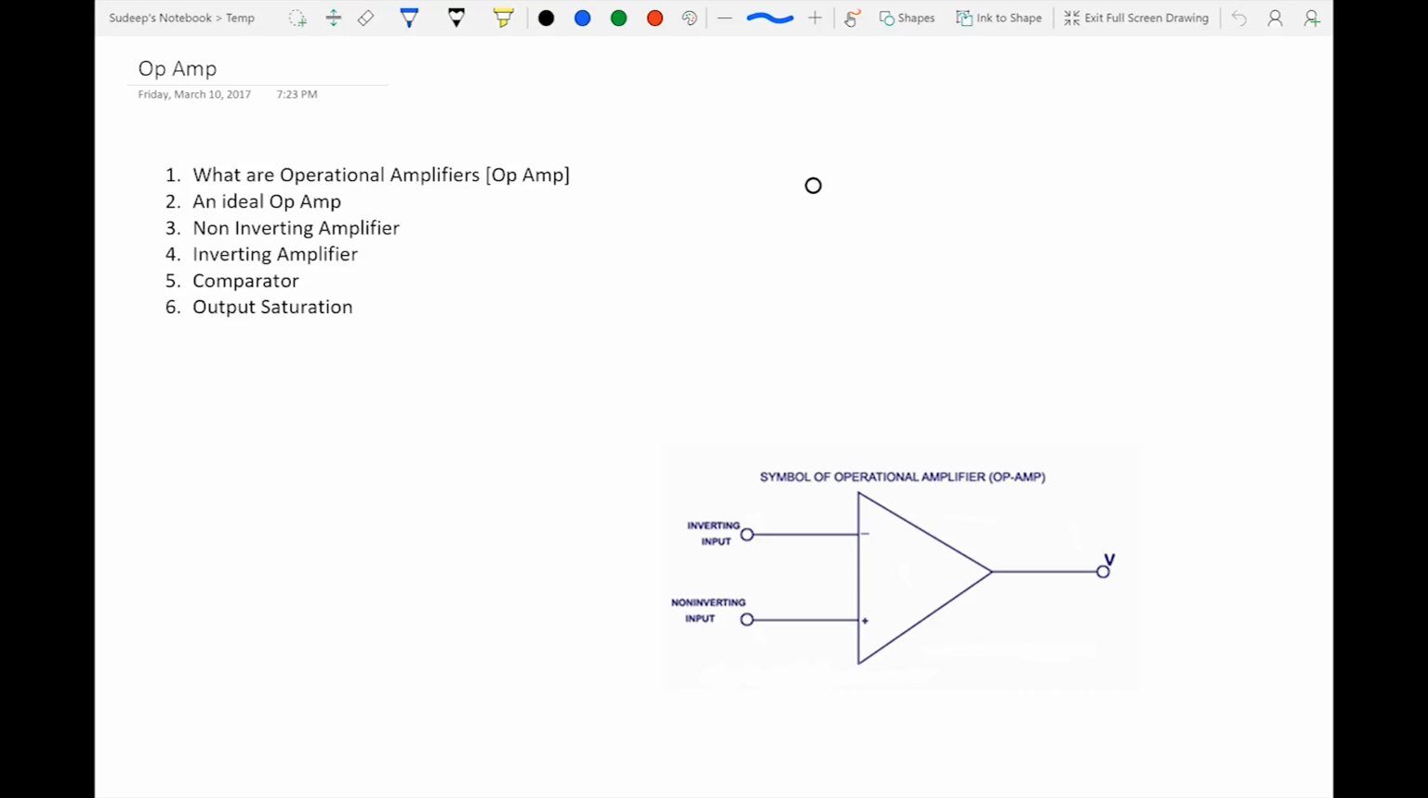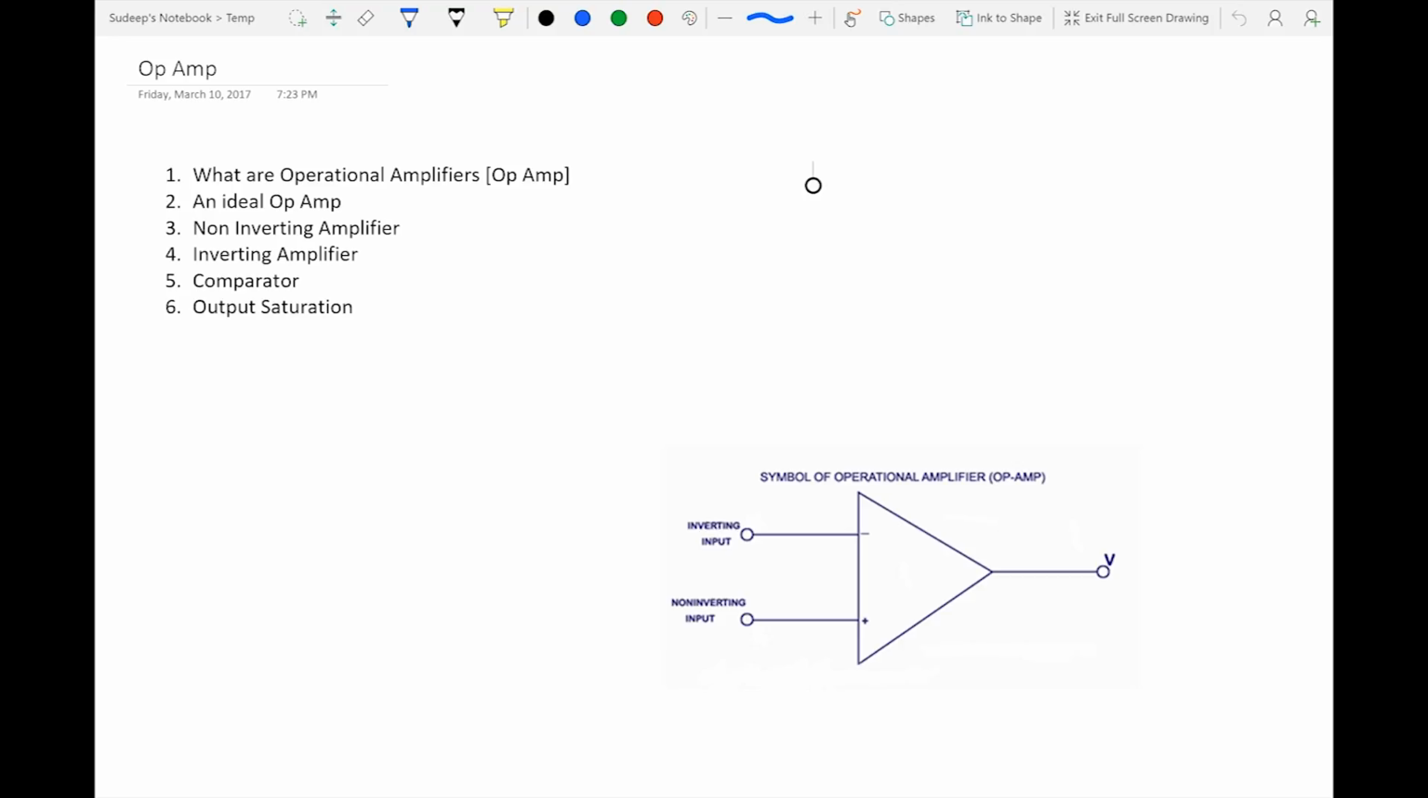This video is a part of this series called Know Your Components, and today we would be talking about OpAmp or operational amplifier. This video would cover what operational amplifiers are, what the characteristics of an ideal OpAmp are, and the use of an OpAmp as an inverting and a non-inverting amplifier, its use as a comparator, and also we'll be talking about output saturation.